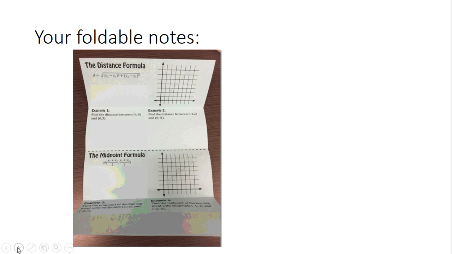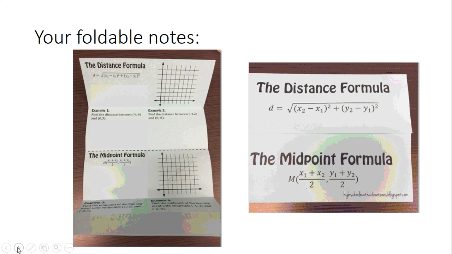So your foldable notes look like this. They were basically a half a sheet of paper that I need you to fold upwards, as you can see here, kind of folded up so that the outside looks like this. So we have a distance formula flap and we have a midpoint formula flap. We're going to be working with these formulas here today and using them to find distance and midpoint on a coordinate plane.